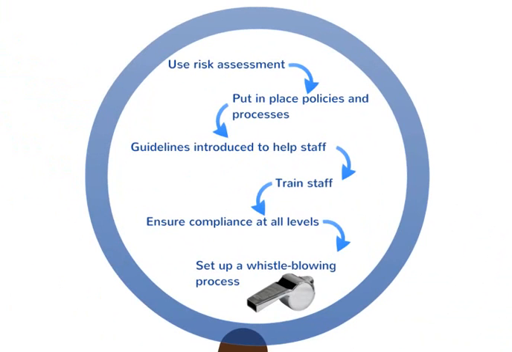However, we know them to at least, at the bare minimum, mean the following: risk assessments to identify where your risk exposures are, policies and processes to address them, guidelines to help staff pick up on risk areas and deal with them, training of staff, ensuring compliance at all levels across the organisation, particularly at the top where there's got to be a strong commitment to anti-corruption being demonstrated. And it might mean additional measures such as setting up a whistleblowing process or introducing or reviewing your existing corporate hospitality and gift policies.